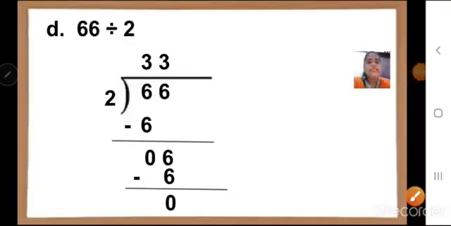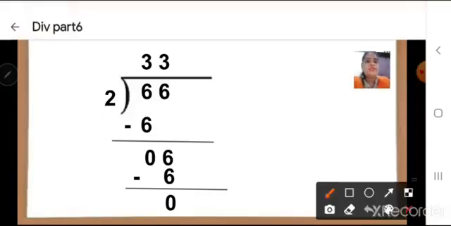Now next one is D1. 66 divided by 2. Let us divide. We will write number 66 inside the bracket and number 2 as divisor, which will be outside. Children, now this sum I have done it directly. Please follow all the steps.